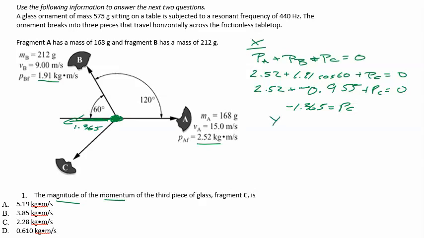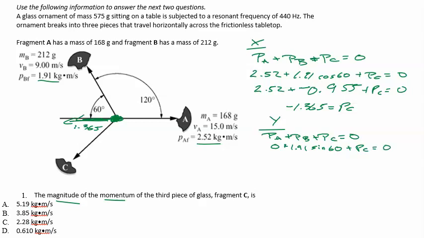We're going to be doing the same thing in the y direction, right? Momentum of A plus the momentum of B plus the momentum of C is equal to 0. Now the momentum of A in the y direction is 0, which essentially means that B, the up, and the C down momentums should be equal and opposite. Okay, but running through this, we've got 1.91 sine 60 plus PC is equal to 0.